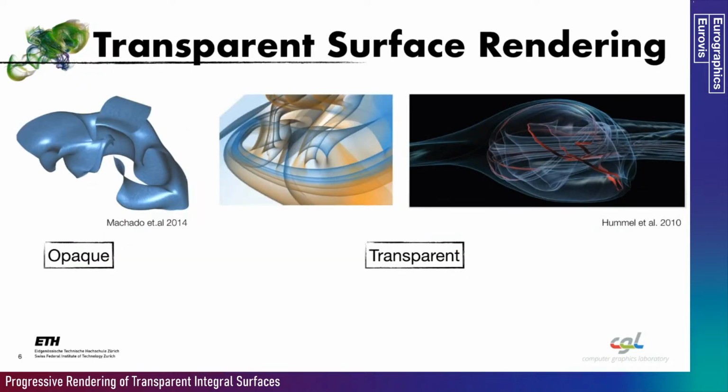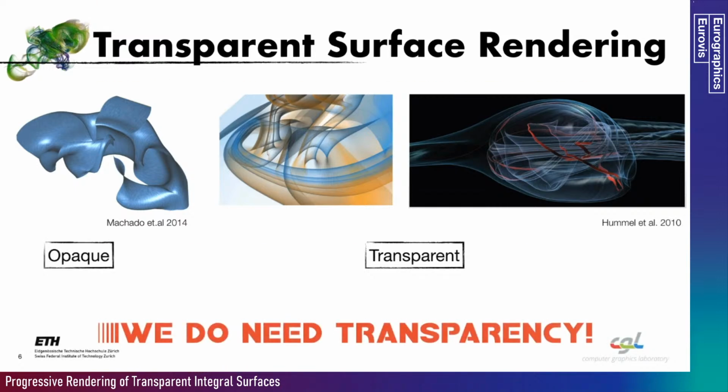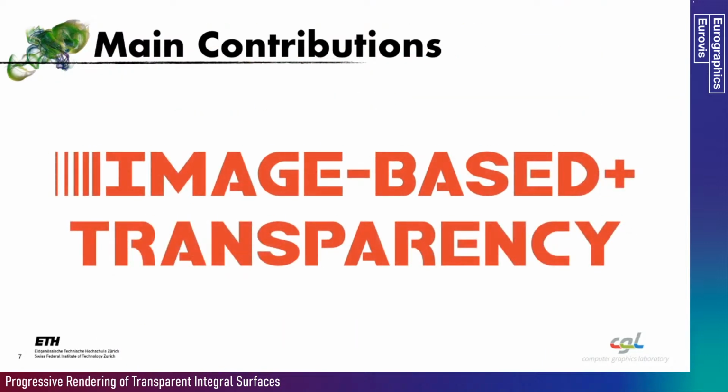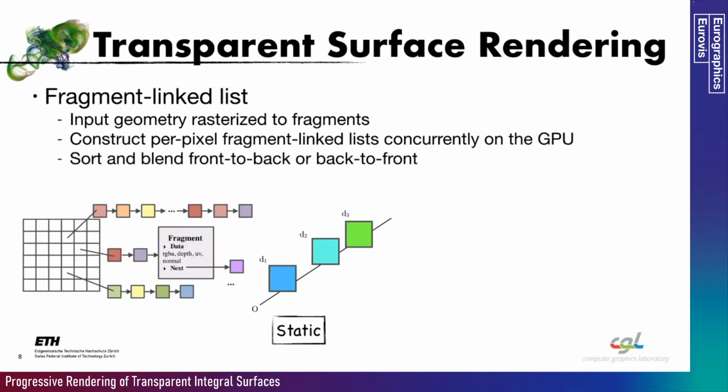However, transparency plays an important role in scientific visualization. As we can see from the examples, transparency helps to reveal more inner structures of the data. In this paper, we extend Mahado's work to enable transparency. We propose a new GPU-based progressive rendering algorithm that renders many integral lines to form transparent integral surfaces. For this, we implemented a pixel-based tree data structure to keep track of the progressively rendered transparent layers. We provide an interactive framework for users to explore various flows and parameters.